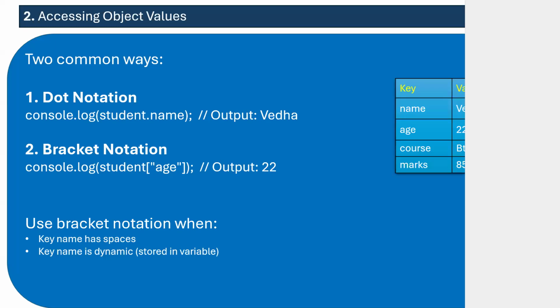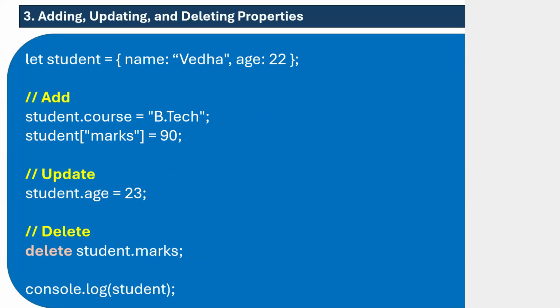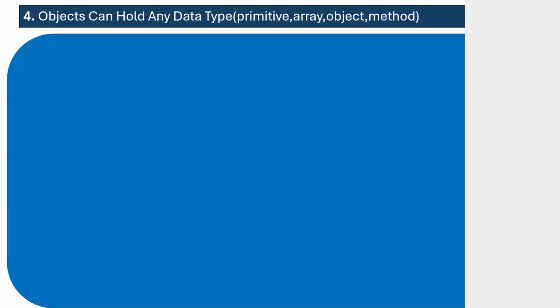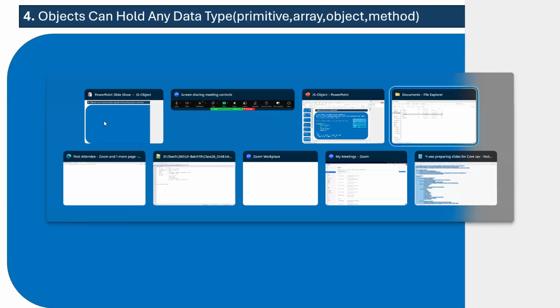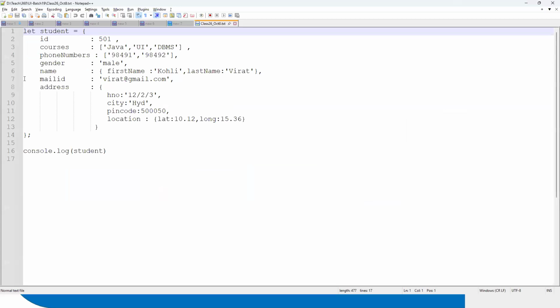Guys, let's talk about adding, updating, deleting. If you want to add a new property, either you can use dot or square braces. Same for update, and same for delete. But when you do the delete, you should remember a delete keyword is there in JavaScript to delete one particular property from an object. I think this is what I was discussing yesterday. Let me go back to the program so that you can understand.